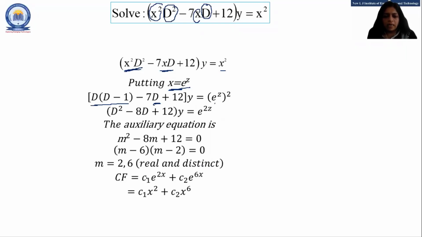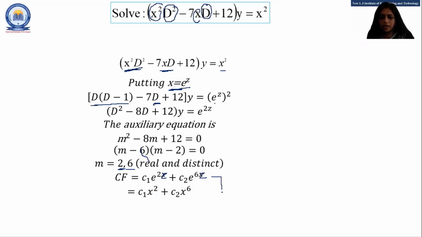Here, C1 e raised to 2x. See, this is real and distinct roots. So as per the rule, C1 e raised to 2x plus C2 e raised to 6x, right? So e raised to 2x and e raised to 6x, but in our given equation, we assume x is equal to e raised to z. See here, this one is not x, this one is z, student: e raised to 2z and e raised to 6z. But we all know that e raised to z is x. So this is x square. Again, e raised to z is x. So this is x raised to 6.